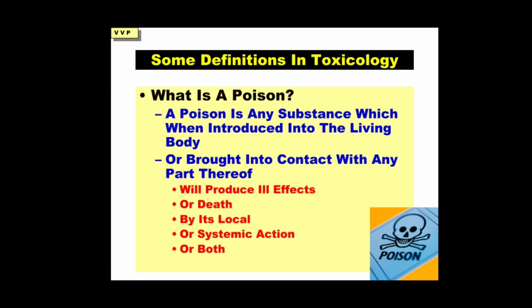So here it is, the standard definition for poison. I have broken this down so that it is easy to comprehend and recall. A poison is any substance which, when introduced into the living body or brought into contact with any part thereof, will produce ill effects or death by its local or systemic action or both. I think that is a fairly easy definition to remember, and it takes into account all aspects of what is meant by a poison. So, this is the definition that one must give when asked what exactly is meant by the term poison.